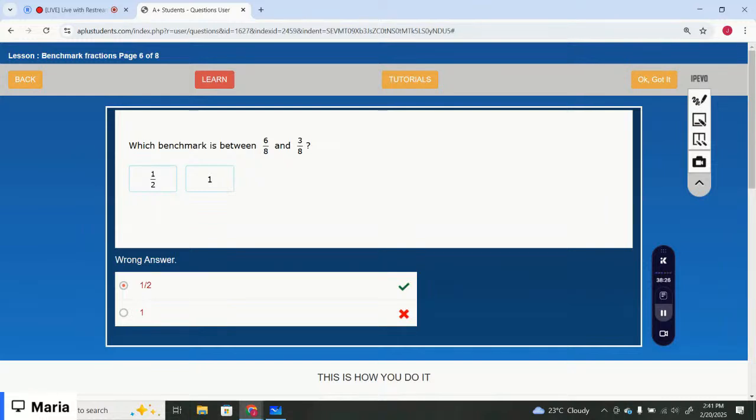Okay. Oh, 6 by 8 is not greater than 1 by 2. Sorry, so half, 1 by 2, is the benchmark. Sorry, sorry. I thought the numerator was greater than the denominator.